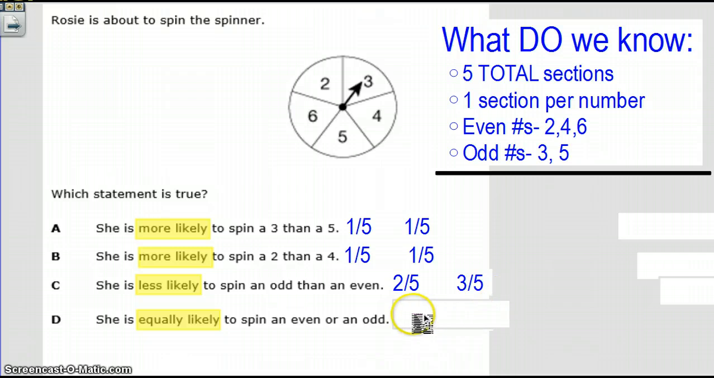Let's keep going though. She is equally likely to spin an even or an odd. Well, are 3/5 and 2/5 even? No, but 2/5 is less than 3/5. The correct answer to this problem is C. How'd you do? All right, let's move on to the third and final one.